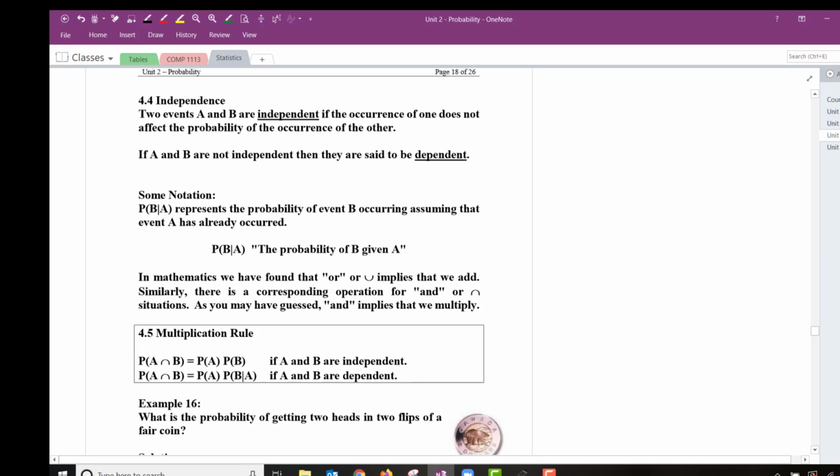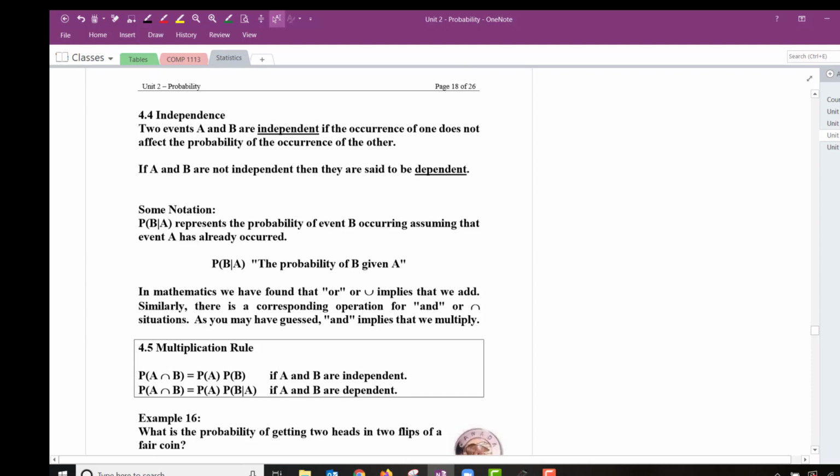A term that people sometimes mix up with mutually exclusive is independence. Independence refers to when you're repeating an experiment over and over again. Mutually exclusive deals with things happening at the same time. So independence is a term that we use when we're doing things repeatedly, and events are independent if the outcome of one doesn't affect the outcome of another.